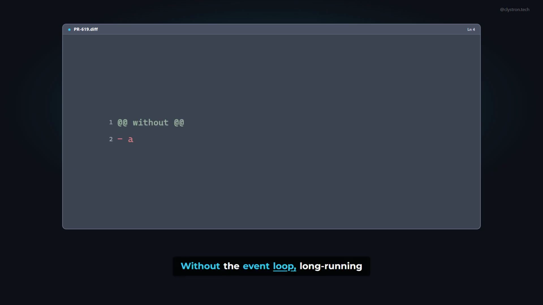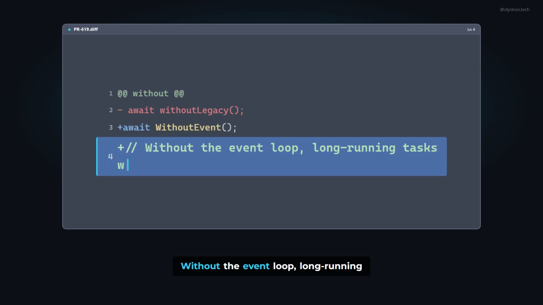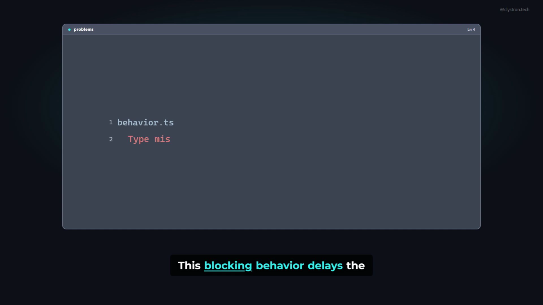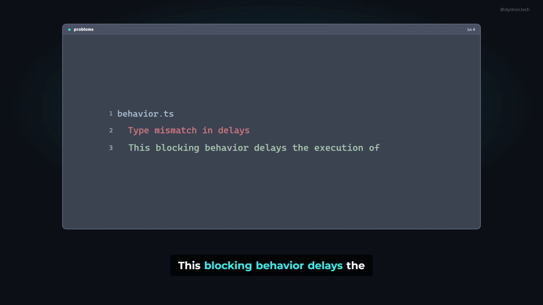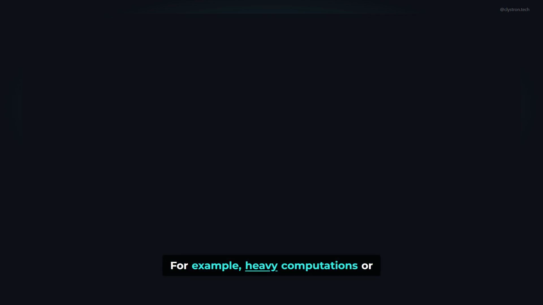Without the event loop, long-running tasks would block JavaScript's single thread, causing the user interface to freeze and making the application unresponsive. This blocking behavior delays the execution of asynchronous callbacks, leading to poor user experience and sluggish performance. For example, heavy computations or synchronous loops can halt rendering and event handling, frustrating users.